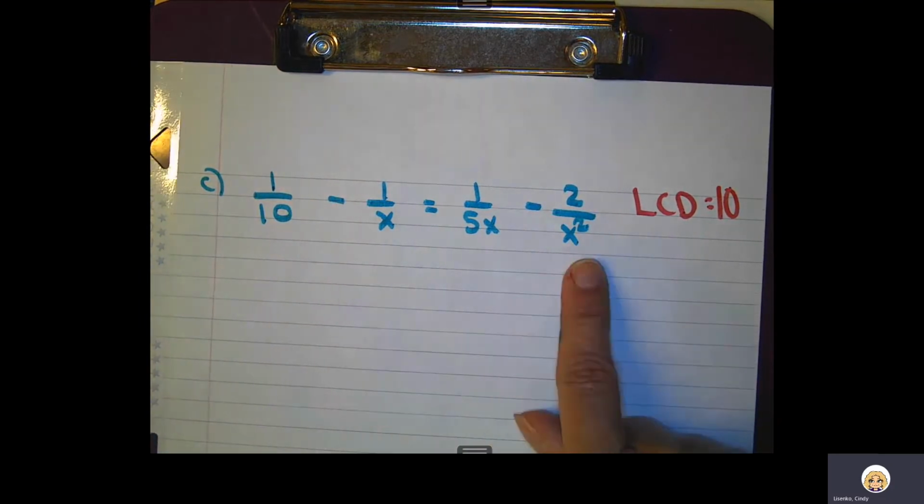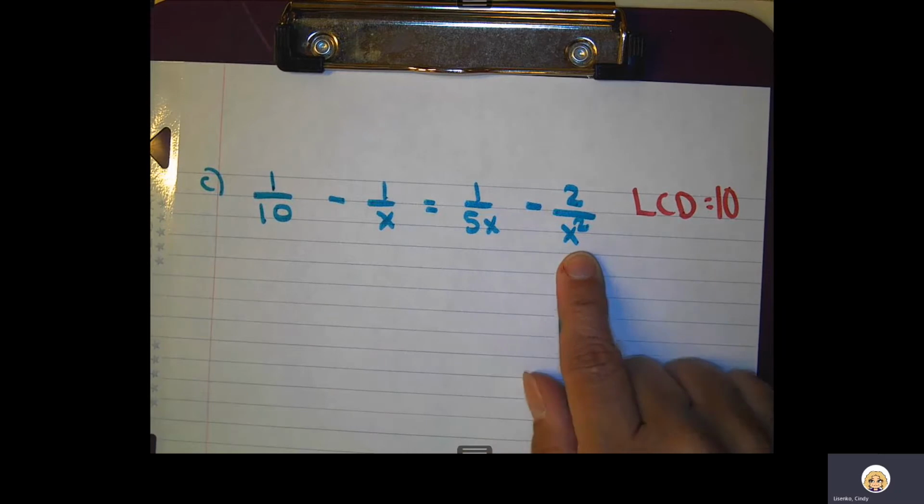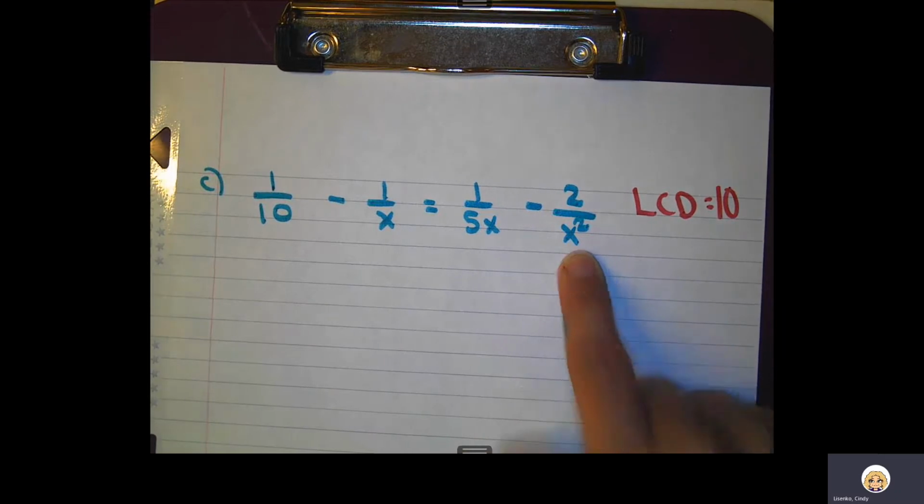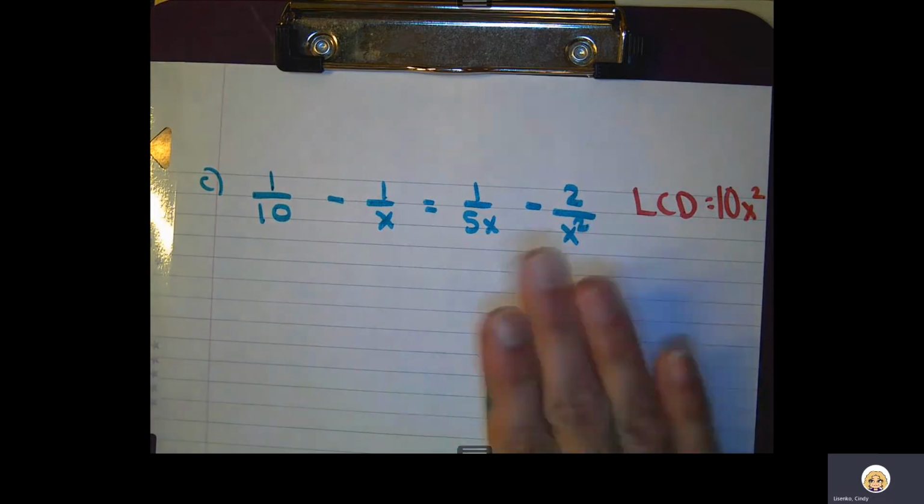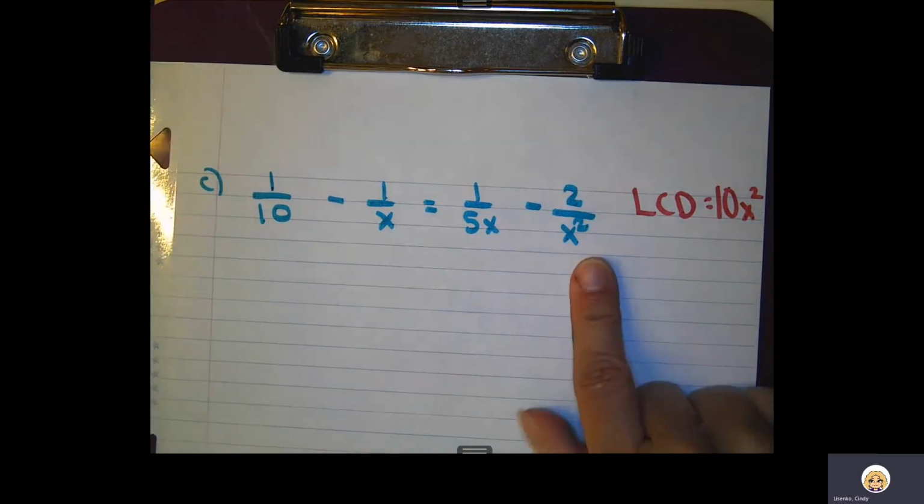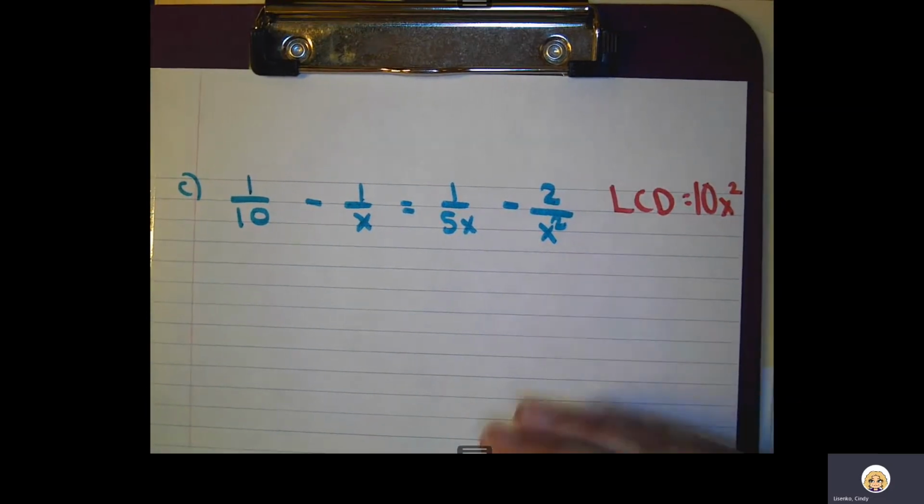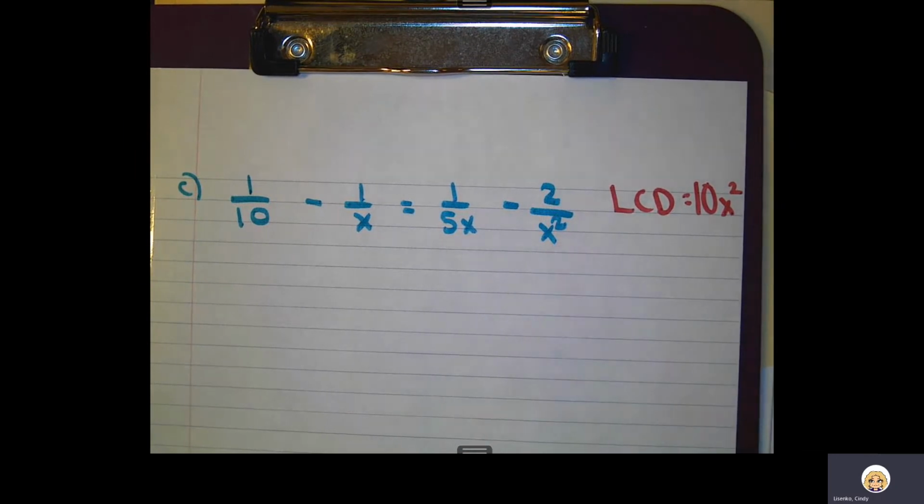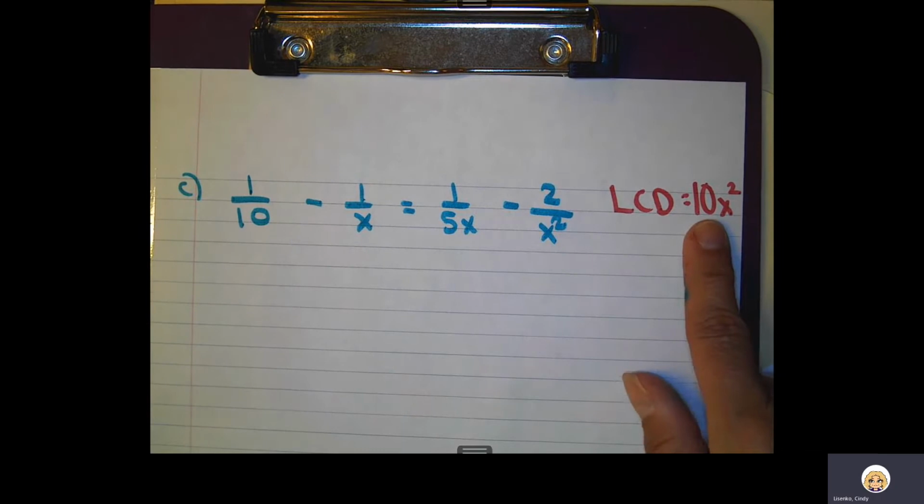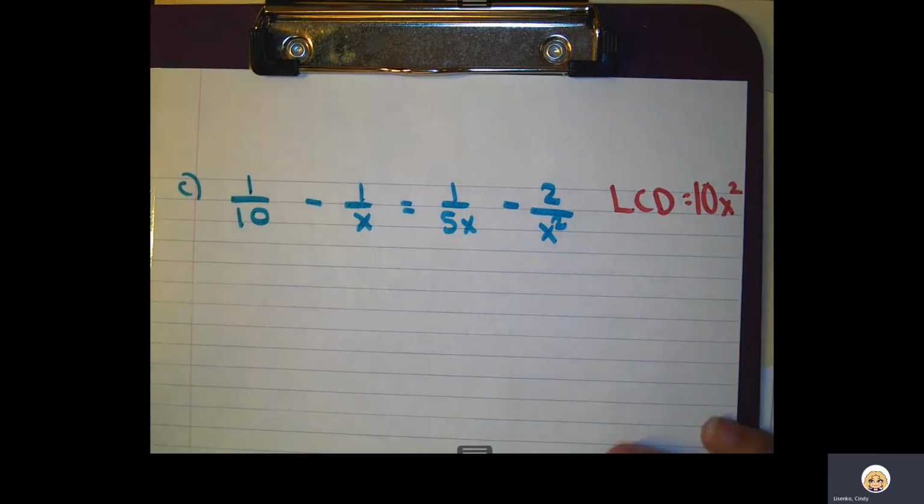If you look at your x's, I see x squared as the highest x. So I'm going to need to also put an x squared as my LCD because we need to cancel out our x's, and the only way to do that is to multiply by the highest x we see, which is x squared. So now what I'm going to do is space this out, and I'm going to multiply everything by my LCD 10x squared. And if we do it right, our denominators will cancel.